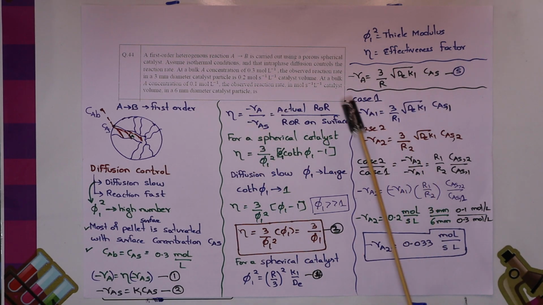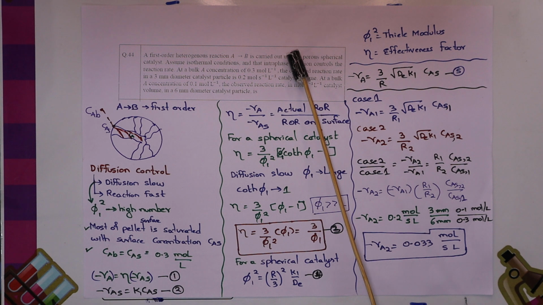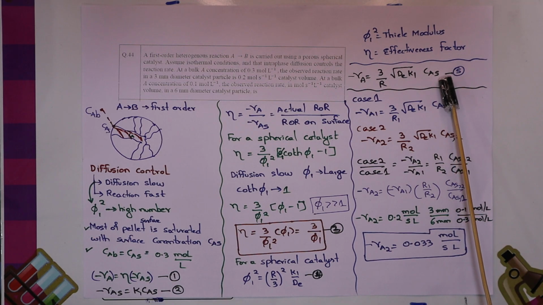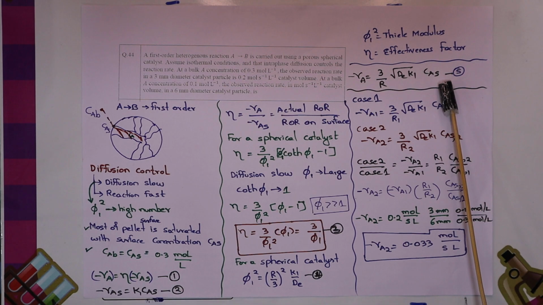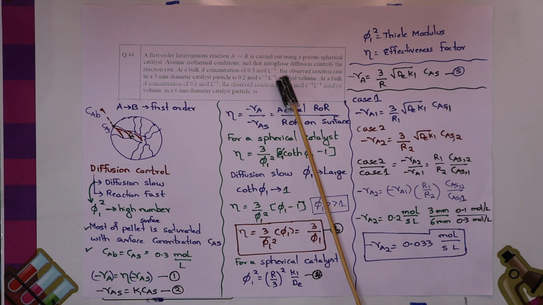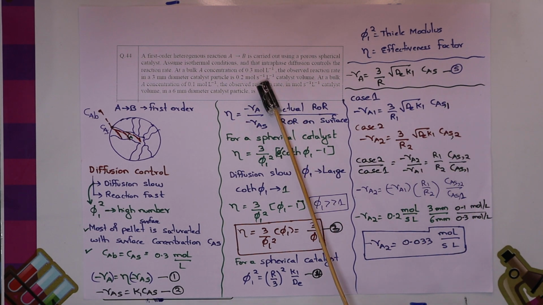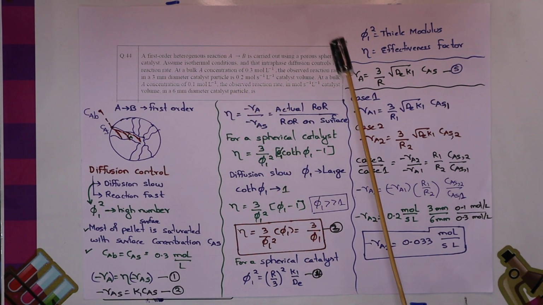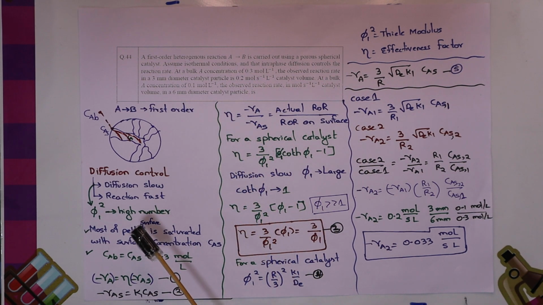What is case 1? In case 1, the diameter is 3 mm. In case 2, the diameter is 6 mm. What is the concentration? When the diameter is 3 mm, the concentration they have used is 0.3 mole per liter. When it is 6 mm, what is the concentration they have used? Around 0.1 mole per liter. So the rest of everything will be the same.